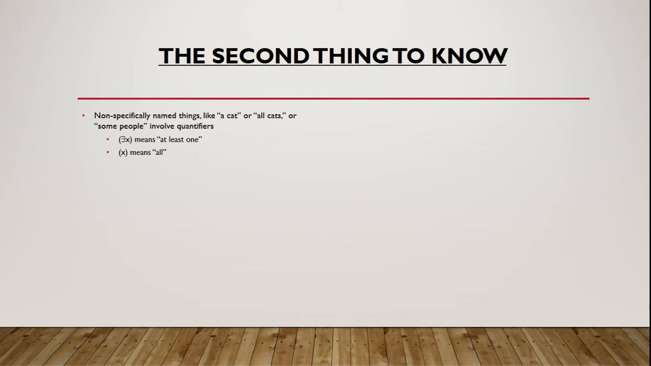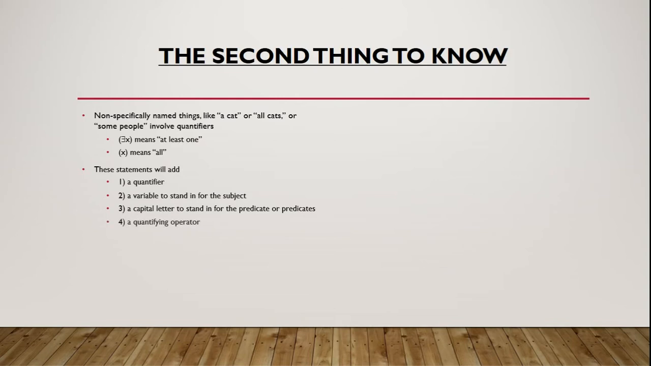The some quantifier, the backwards E, just means at least one, and formally you would say there exists an x such that, and then the x quantifier just means all, and formally we would say for every x, and then continue. Okay, these statements will add to them: 1, a quantifier; 2, a variable to stand in for the subject; 3, a capital letter to stand in for the predicate or predicates; and 4, a quantifying operator. Quantifiers work like a negation, so they're going to quantify whatever is directly to their right.